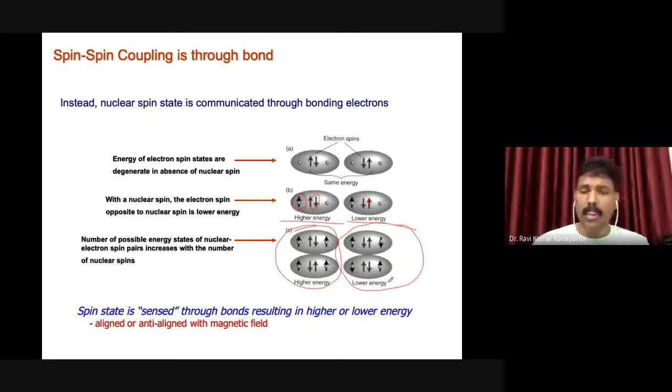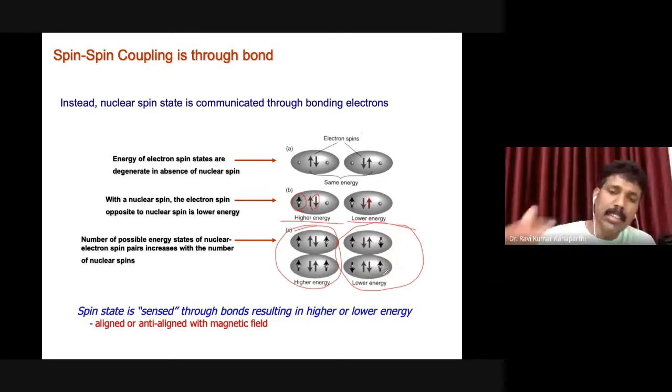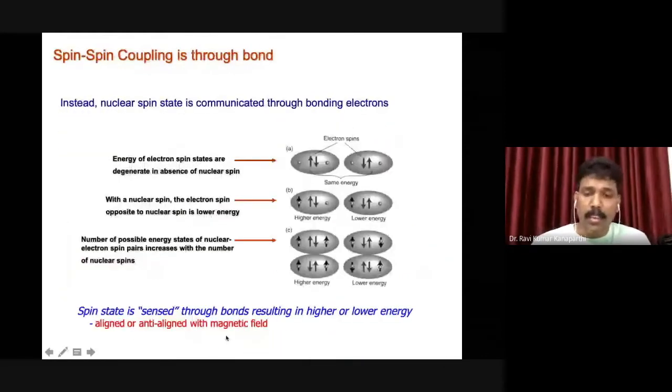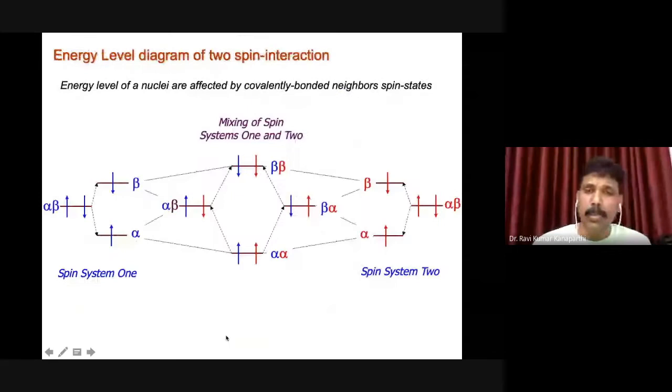So what happens is that these things actually interact and then get separated in the magnetic field, and additionally the transition to such energy levels is possible. Therefore, we can see the splitting. The spin state is sent through bond, resulting in a higher or lower energy. Therefore, accordingly, we can get the splitting pattern.